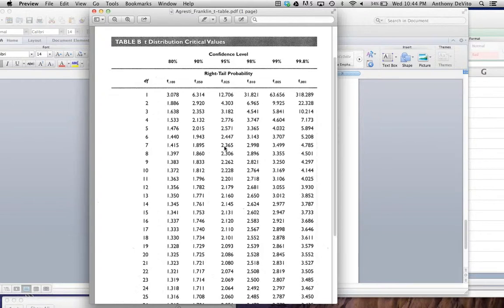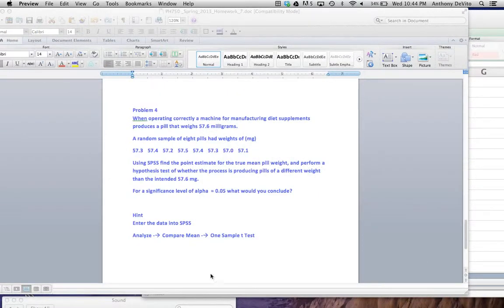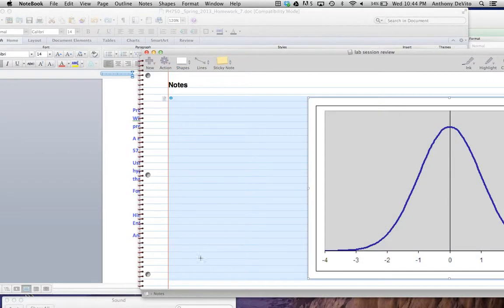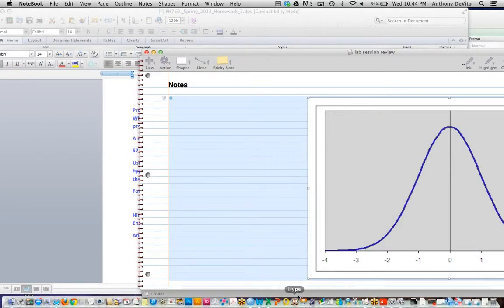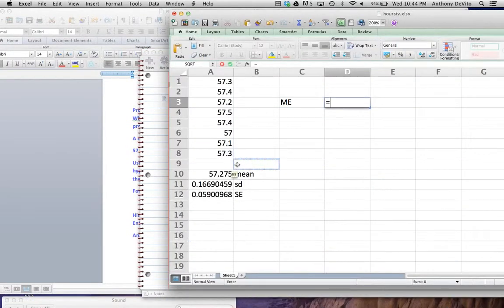I'm going to go across here, and my t-score that I need to use for 7 degrees of freedom is 2.365. Okay, let me get back to Excel. 2.365 is t times my standard error. So my margin of error is 0.13, 0.14 roughly.